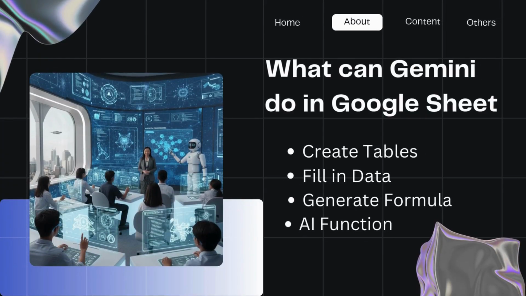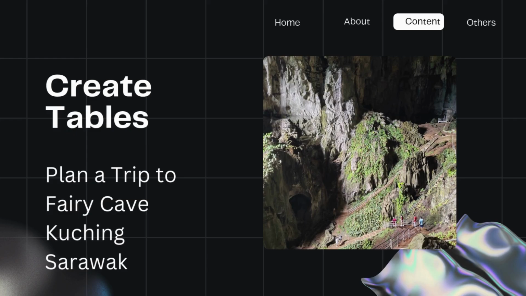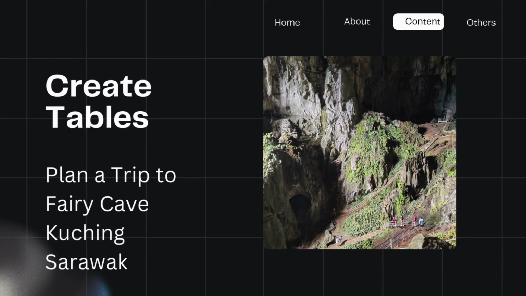Let's learn how to use Gemini in Google Sheets. What can Gemini do in Google Sheets? Create tables, fill in data, generate formulas, and AI functions. Let's see how Gemini helps in creating a table by planning a trip to Fairy Cave, Kuching, Sarawak.